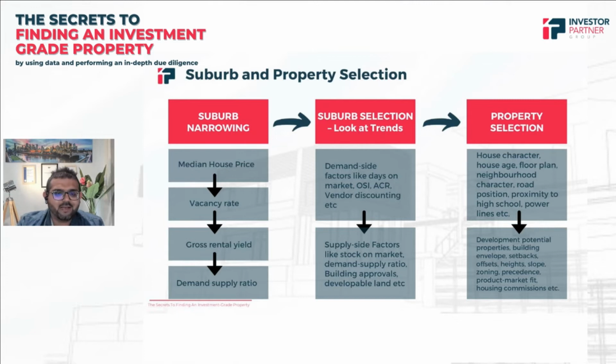So, median house price is the average of the total house prices sold in an area over a month. If you're looking at monthly median house prices, that's what median house price is.